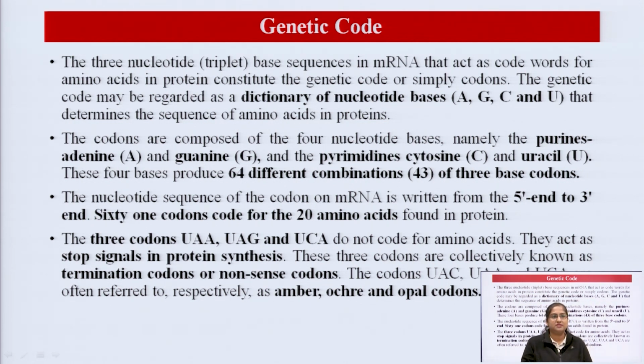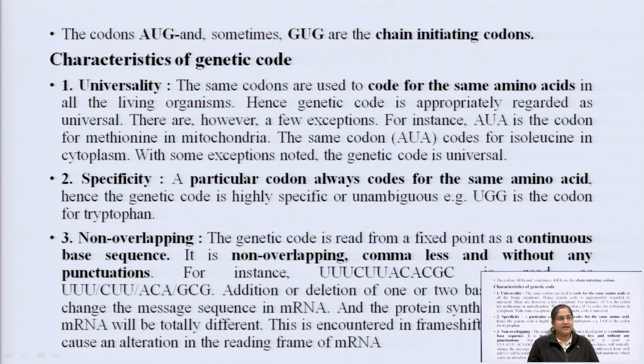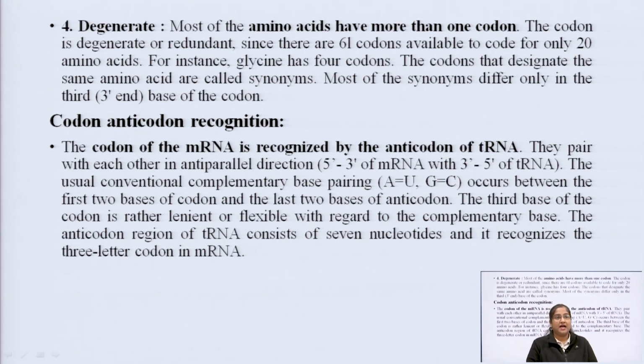and the rest 3 codons, that is UAA, UAG and UGA, are called stop codons, nonsense codons, or termination codons, known as amber, ochre and opal. These are the stop codons. Now, what are the characteristics? We have seen genetic codes are universal, they are very specific, they are non-overlapping, they are degenerate with some changes, and we have already studied codon-anticodon recognition, how they read one another.